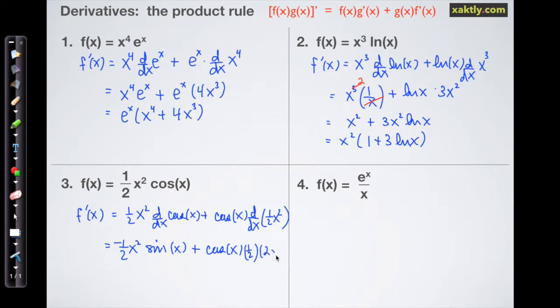And then I can simplify. And I think that's about as simple as I can get that derivative.